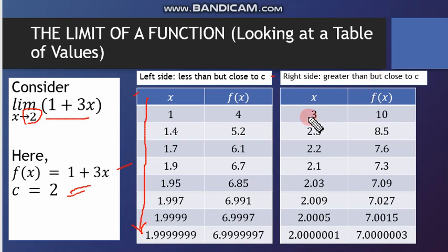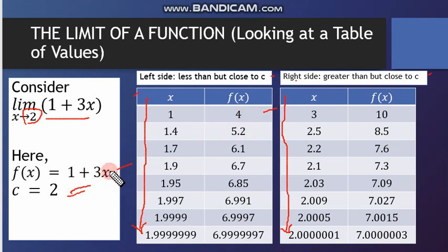Next, you will assign the values of x at the right side. We will assign values of x which are greater than c, which is 2, but closer to 2. So in this part, x is greater than c but close to c, or 2. Here we will assign x in descending order, approaching the value of 2. And then we will get its value in f of x.